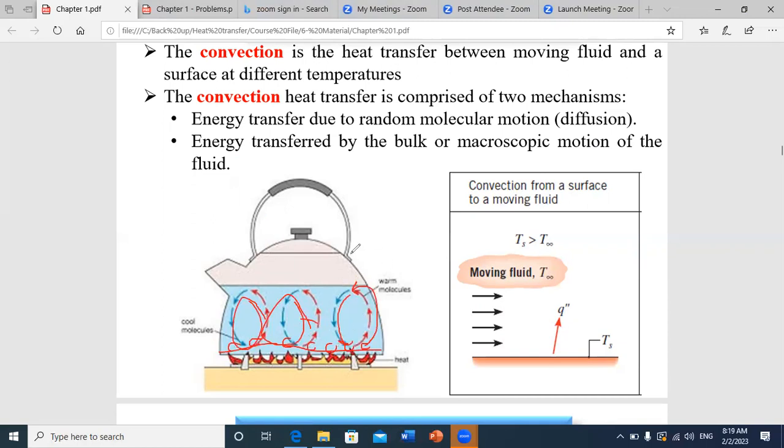It's convection because it's involving motion, but here it's random motion of molecules. On the other hand, another type of convection is the one caused by bulk motion of a fluid.